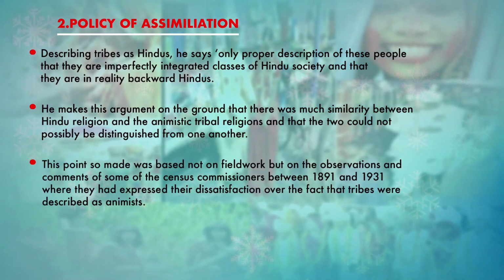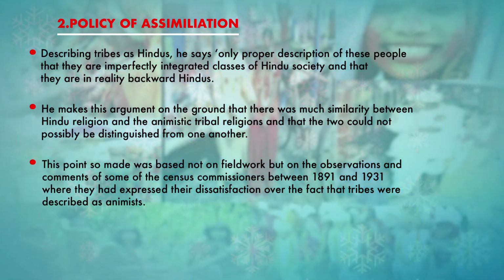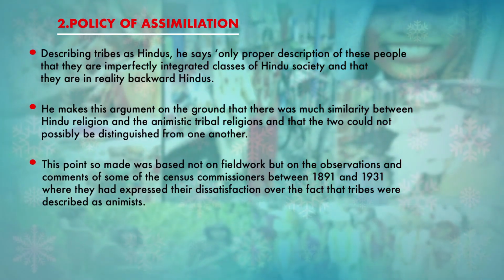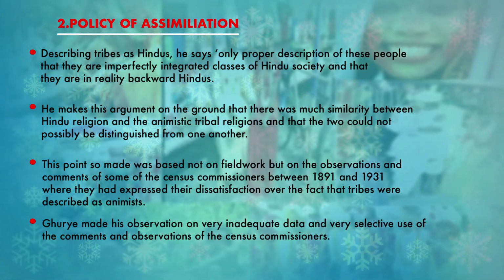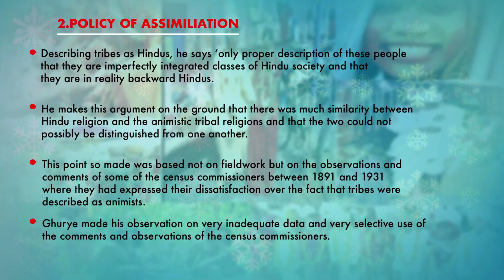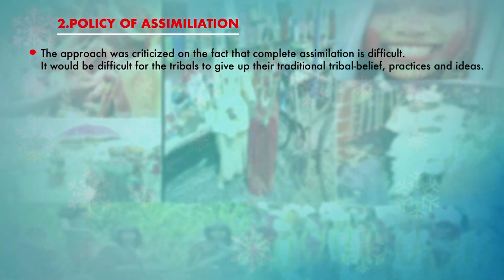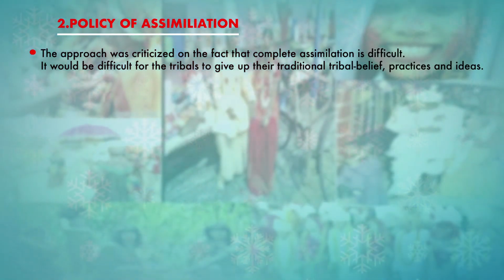This point was based not on field work but on the observations and comments of some of the census commissioners between 1891 and 1931, where they had expressed their dissatisfaction over the fact that the tribes were described as animists. Ghurye made his observation on very inadequate data and very selective use of the comments and observations of the census commissioners. The approach was criticized on the ground that complete assimilation is difficult. It would be difficult for the tribals to give up their traditional tribal beliefs, practices and ideas.